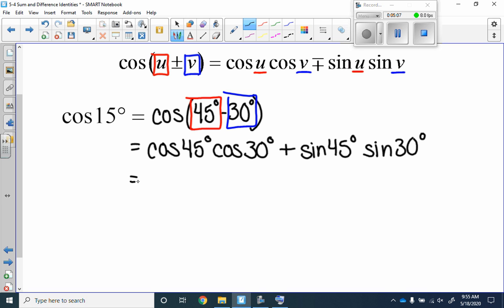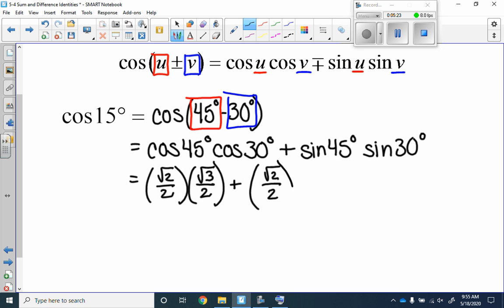Now we can evaluate these because we know the cosine of 45 degrees is the square root of 2 over 2. We know that the cosine of 30 degrees is the square root of 3 over 2. Sine of 45 is the square root of 2 over 2. And the sine of 30 degrees is 1/2.